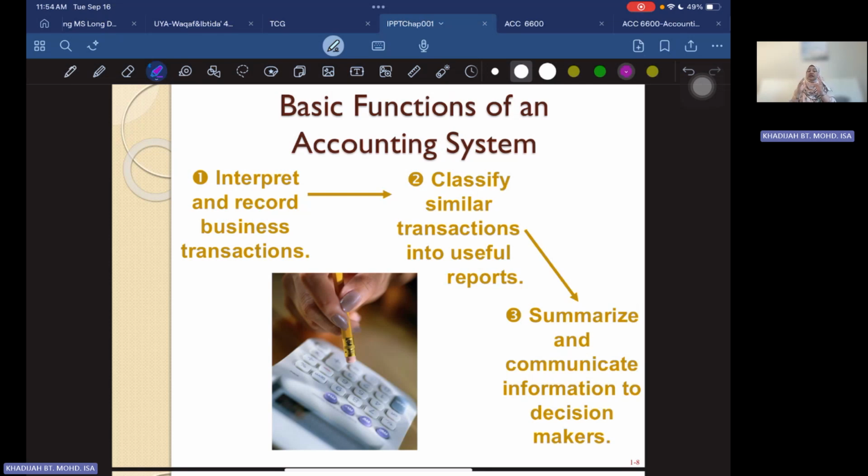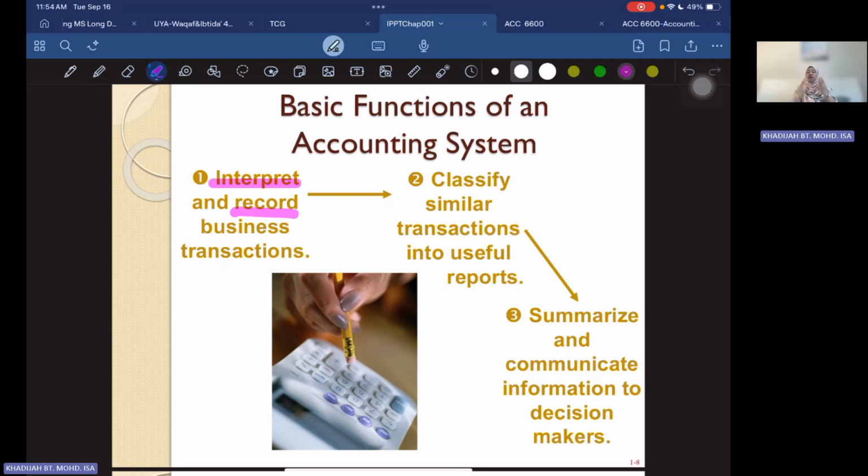All right, so all these things need interpretation. Once you have interpreted the business economic activity, then you have to do a recording. You have to record the business transaction. So first is to interpret and then to record the business transaction.